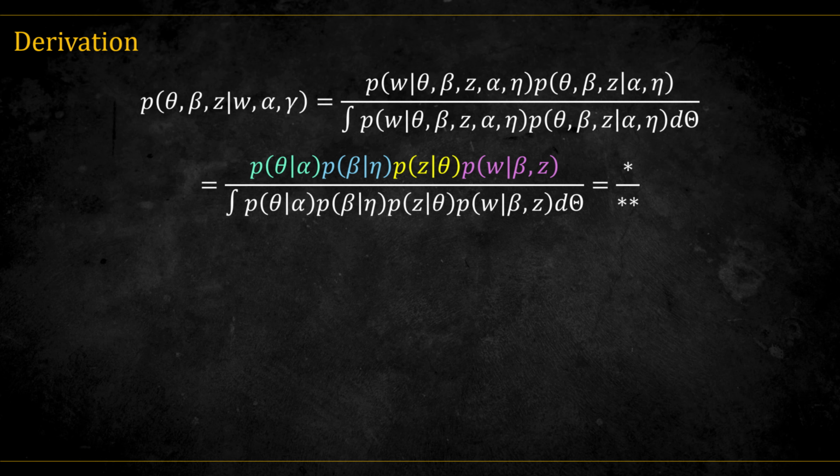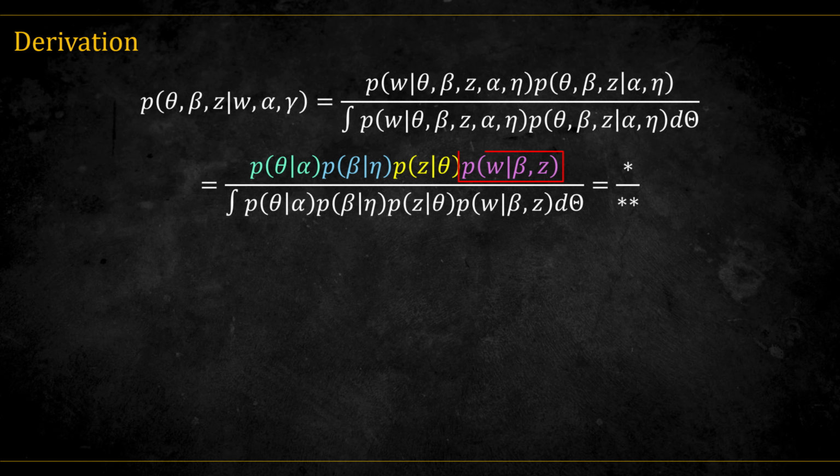The probabilistic approach tries to find the posterior of the parameters given the data and the hyperparameters. We can use Bayes' formula to find that the posterior is equal to the product of the likelihood times the prior, normalized by the evidence. We can further decompose the expression to P of theta given alpha, times P of beta given gamma, times P of z given theta, times P of w given beta and z. We can do this because of the way we define the generative model.